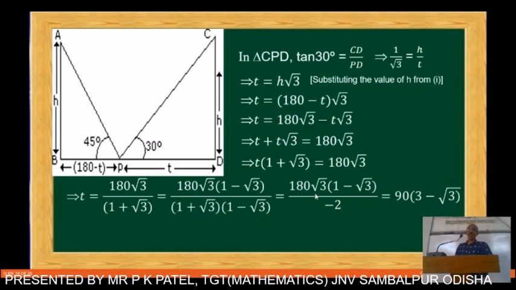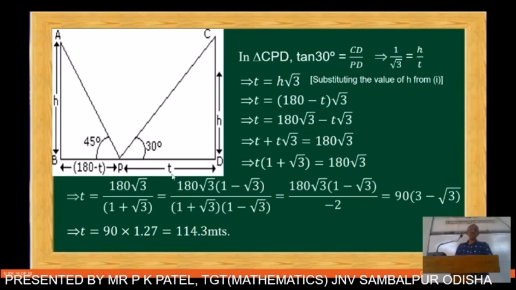So we'll get 180 root 3 whole into 1 minus root 3 by minus 2, using (a plus b) into (a minus b), that is a square minus b square. So 1 minus 3 equals minus 2. Then this value is 90 into 3 minus root 3. So substitute the value of root 3, that is 1.73. Then 3 minus 1.73 is 1.27. So multiply 90 with 1.27, we'll get 114.3 meters. That is the value of t.